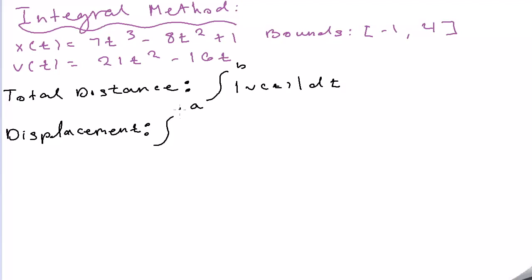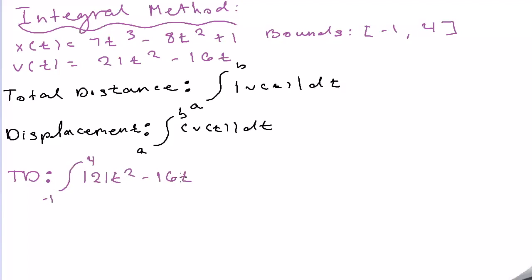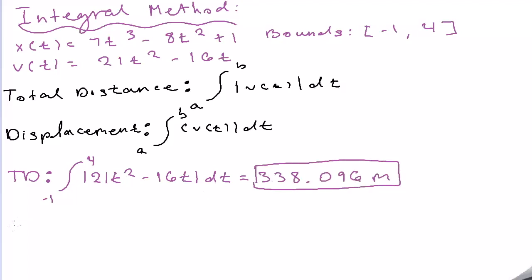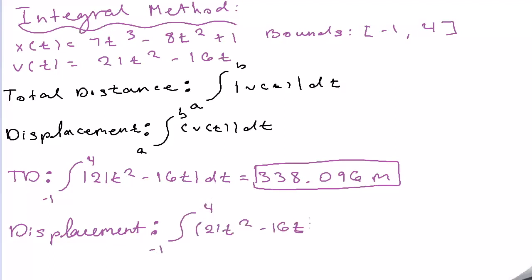The displacement is going to be the same thing except without the absolute value, because we're getting the distance from a to b. This means total distance is going to be the integral of -1 to 4 of the absolute value of 21t squared minus 16t, and after we put it in the calculator, that's 338.096 meters. Displacement will be the same thing but without the absolute value. When we put that into our calculator, we're going to get 335 meters.